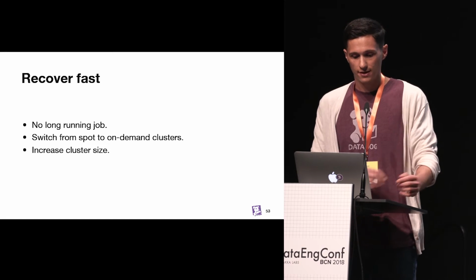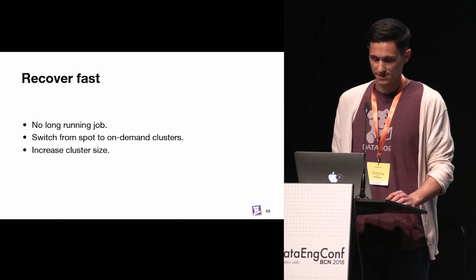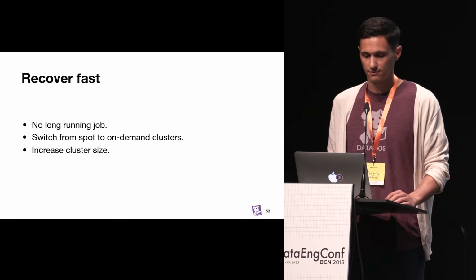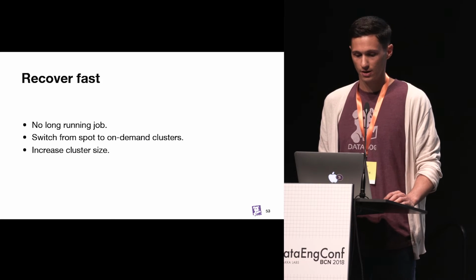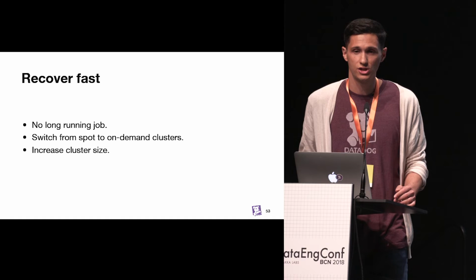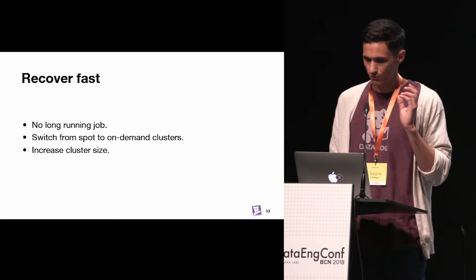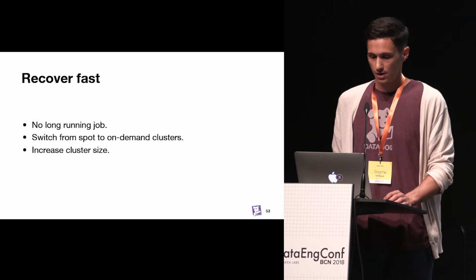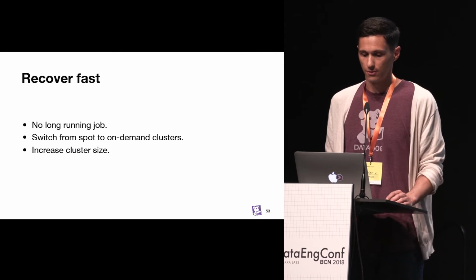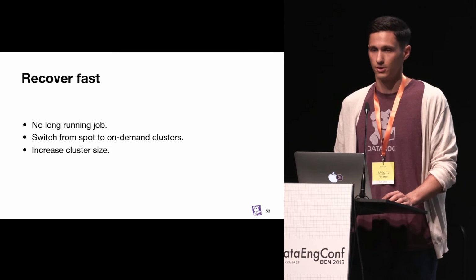So to recover fast, I talked a bit already about these points. You cannot have any long-running job, because failures will make it much longer to recover. When there is spot instability, we have the option of switching to on-demand clusters, throwing more money at the clusters, and we can always double the size of the cluster or add more nodes as we need to if we want to catch up faster.